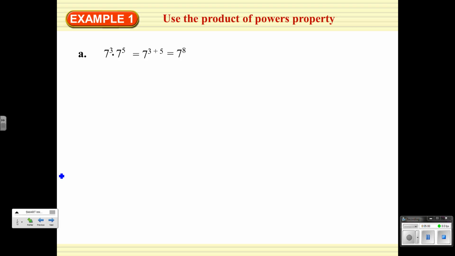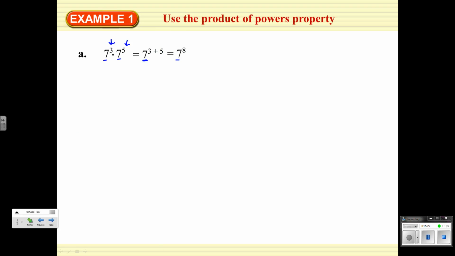so some guided practice, or some examples we have here. The base in this case is 7. Notice the 7 just stays the base. We don't do 7 times 7 and get 49. Do not do that. The 7 in this case is the base because each of these 7s has a power, has an exponent. Okay? So we keep the base the same and we just add the exponents. 3 plus 5 is 8.